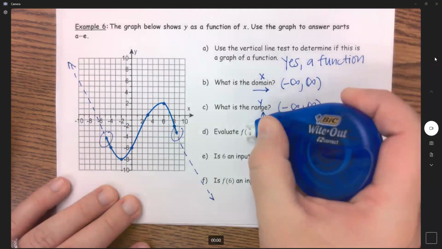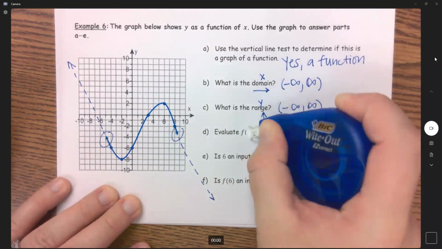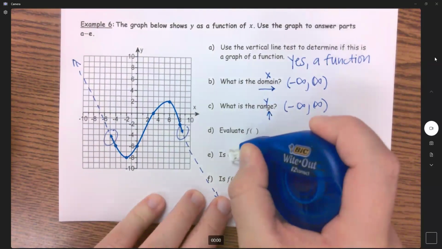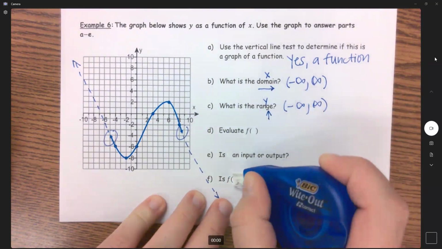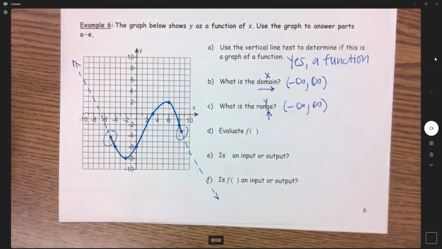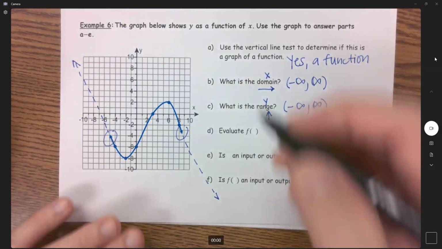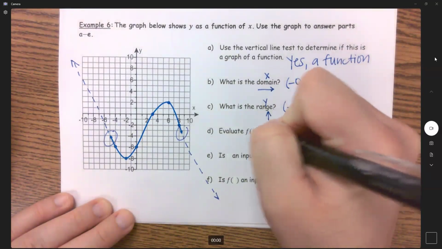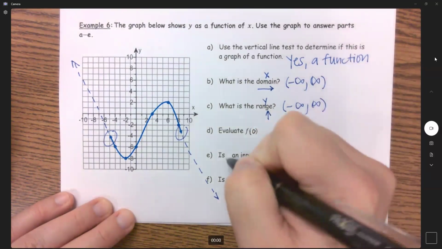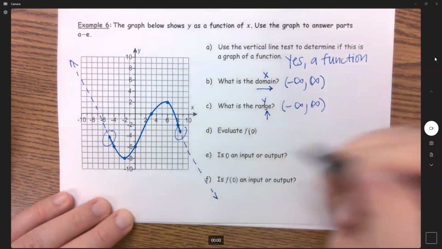Okay, so now D, let's evaluate. Again, so sorry. Okay. And yours says a number. What's the number? 0. Zeros are always kind of tricky, it seems like. Okay.